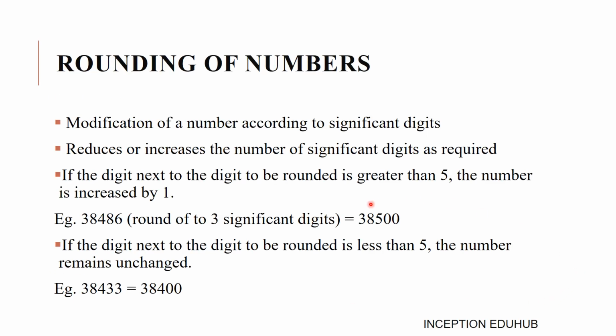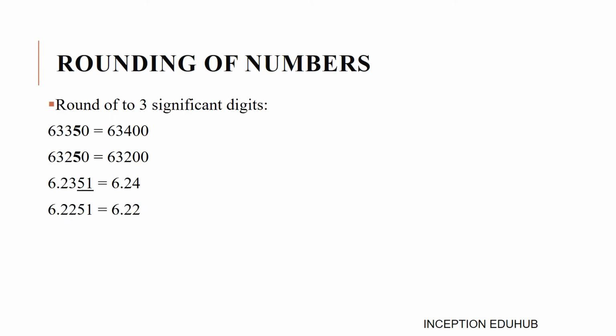The number being greater than 5 and less than 5 is 5. So if the number is 5, I want you to listen to this very carefully. If the last significant digit in that number is even or odd: if the number is odd, I am going to add 1, and I'm going to make this number 63400. Why? Because the first non-significant digit is 5 and the number preceding that is odd. So if it is odd, I will add 1. If it is even, the number will remain same.